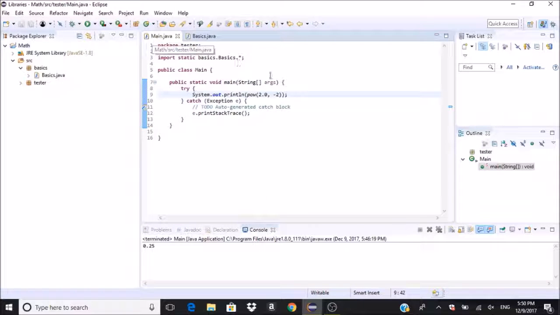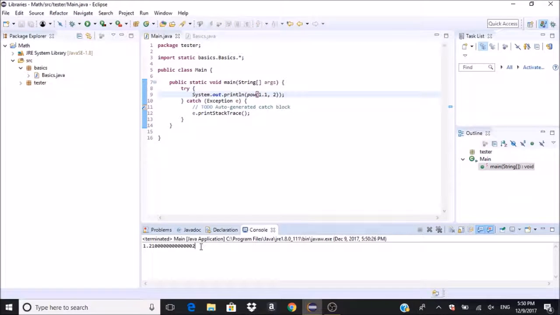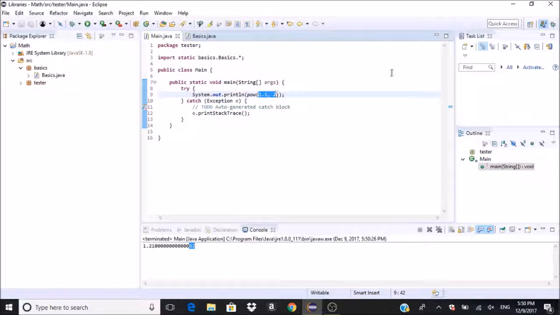Now we can test it out in main. So let's try 1.1 to the power of 2, and that should give 1.21. Don't worry about this part. And then try 2.0 to the power of negative 2. So 2 squared normally is 4, and since we're raising to a negative power, we do 1 divided by 4, so that's going to be 0.25. So we get that over here.